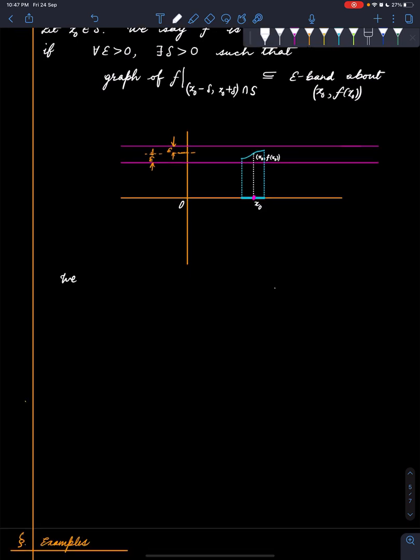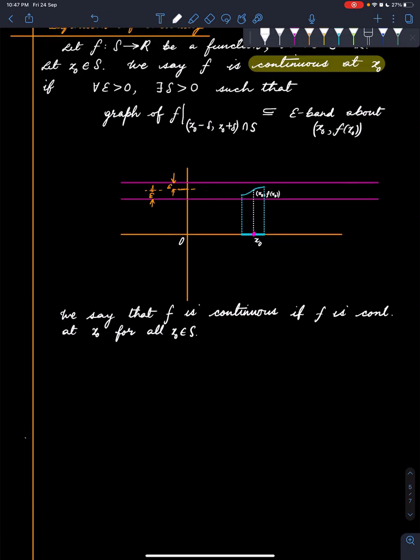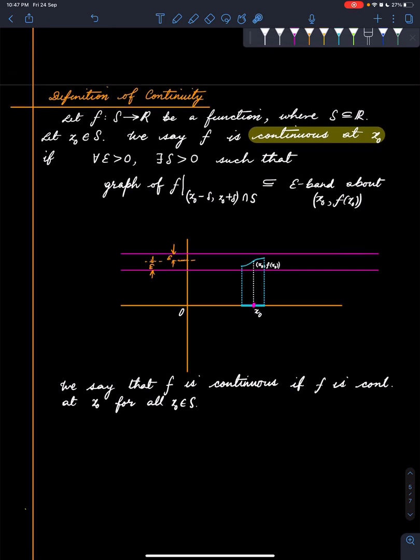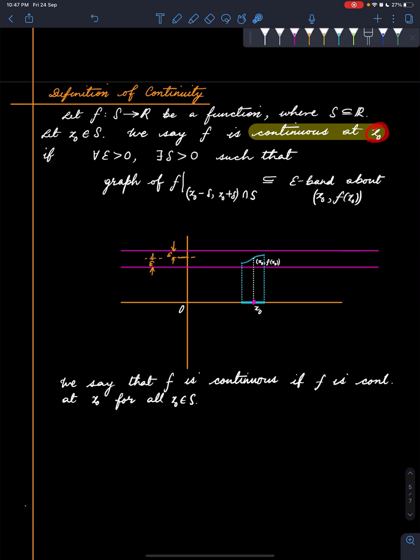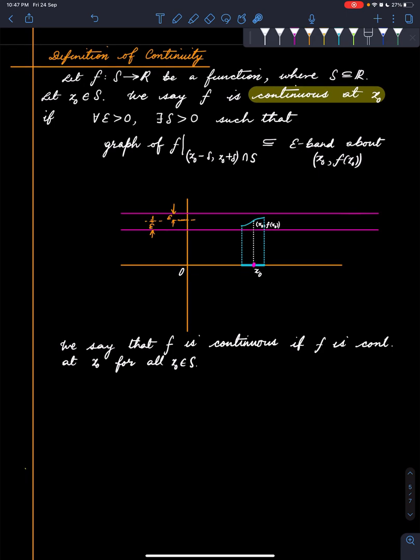So we say that f is continuous if f is continuous at all points, continuous at x naught for all x naught in S. So here we define continuity at a point, and now we are defining continuity of a function. When we say the function is continuous, what we are saying is that it is continuous at every point in its domain. So as simple as that.